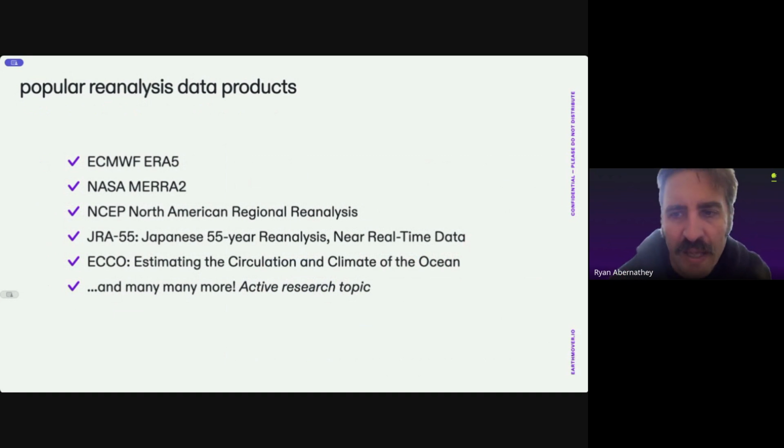So reanalysis, there's a lot of great reanalysis products out there. ECMWF ERA 5, NASA's MERRA-2, NOAA has quite a few different reanalyses. There's specialized reanalyses focused on just the ocean. This is a very active topic of research, so there's many relevant data products out there. But if you're looking for a sort of view of the history of what happened on Earth historically, then reanalysis is a really good place to start.